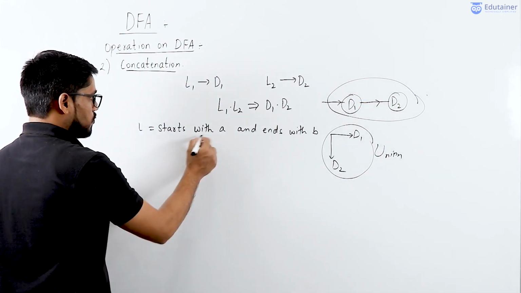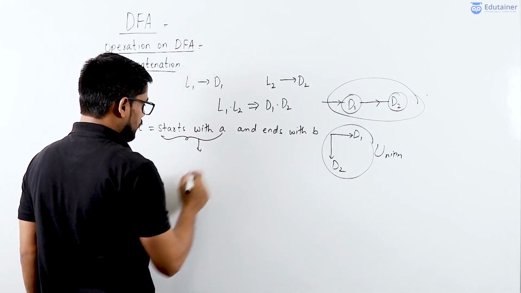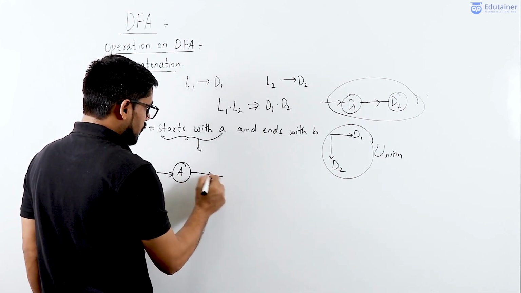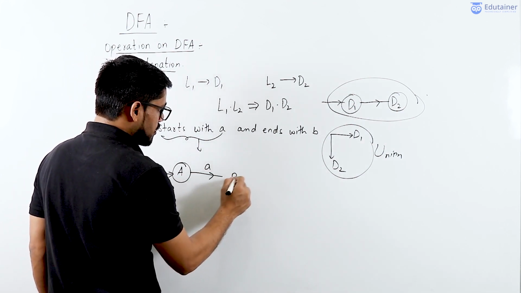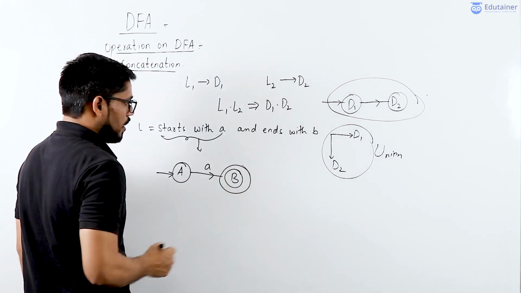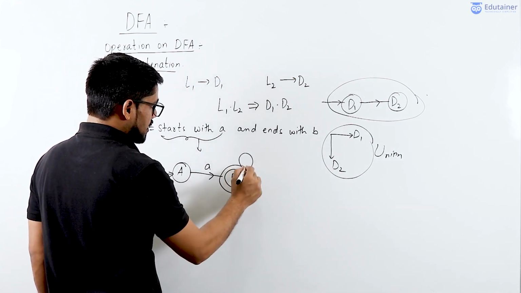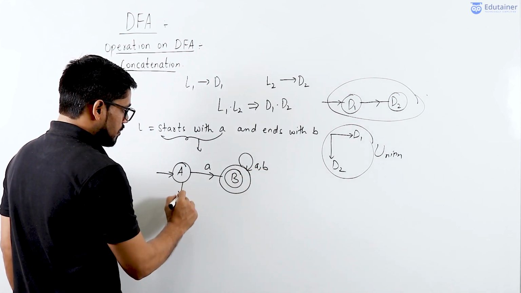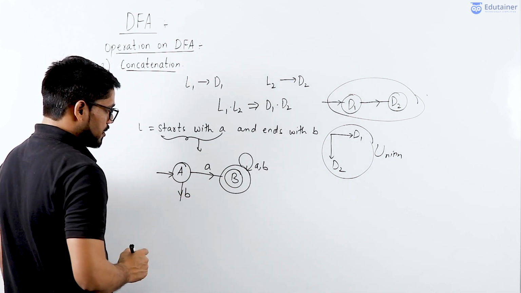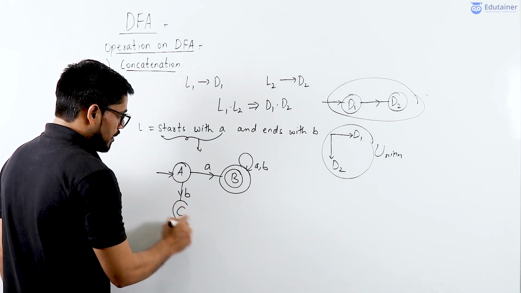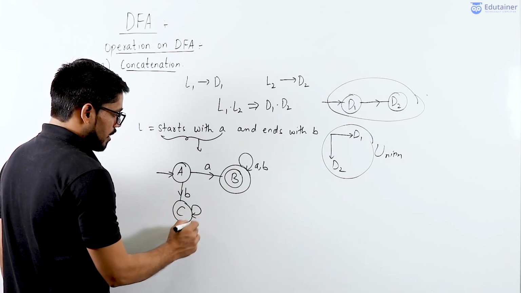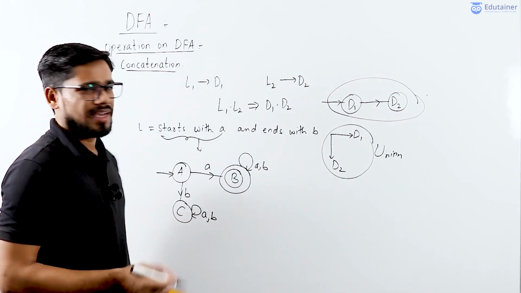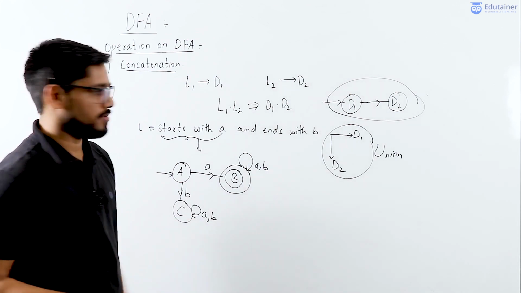Okay, so starts with A. First we draw starts with A. So the initial state is, let's say, capital A. If I see a, then I will go to the final state capital B, and on capital B I will accept any number of A's or B's. Okay, and if I see small b on the initial state itself, then I will go to the dead state C and I will reject the particular string. On that state I will take any number of A's or B's, it doesn't matter.